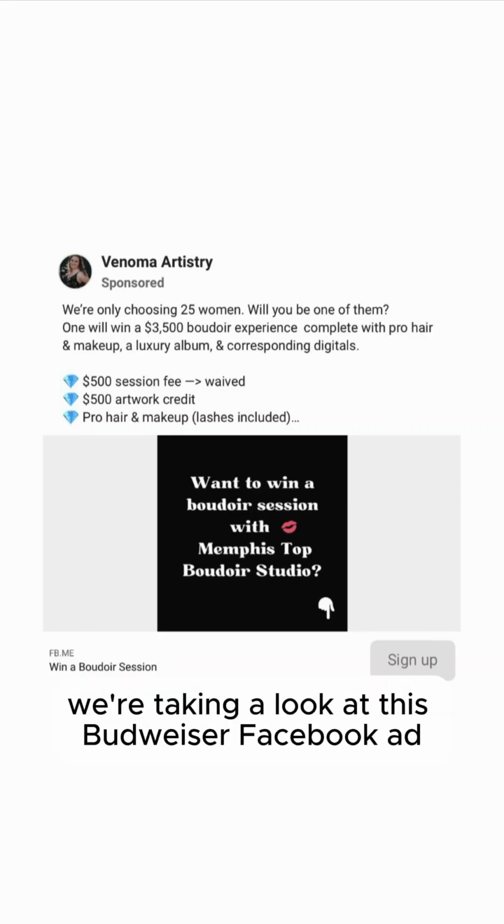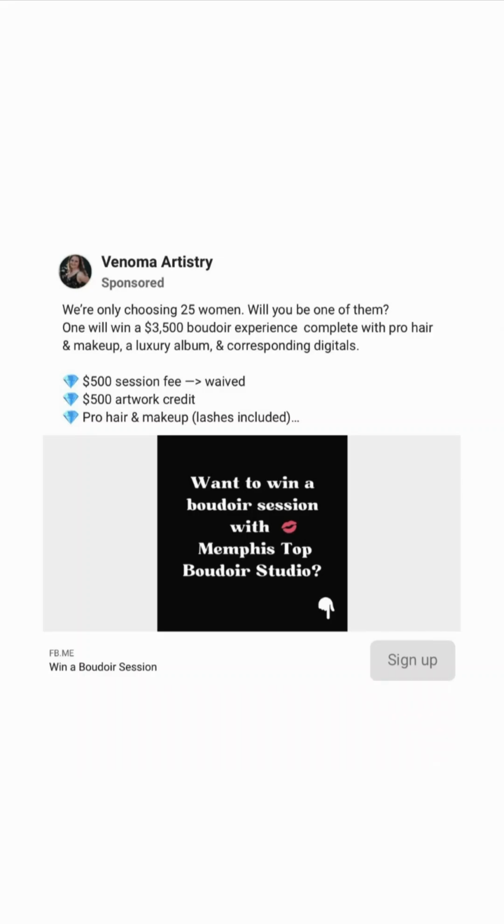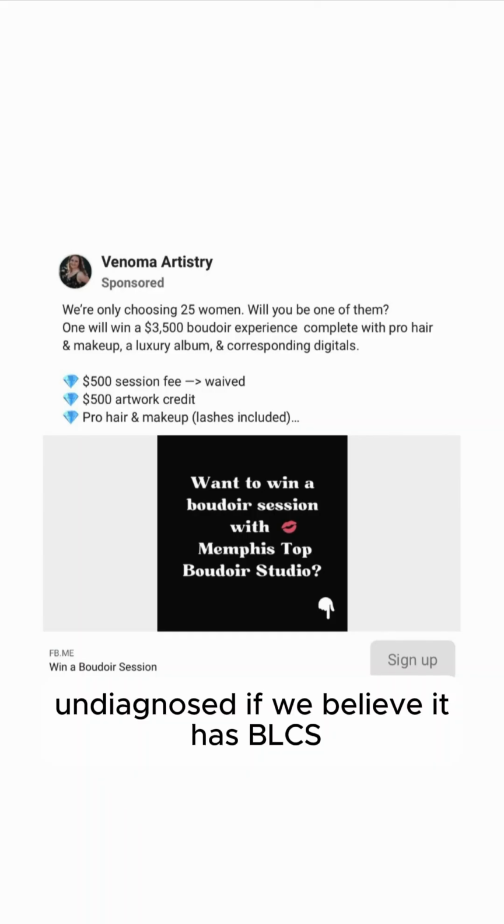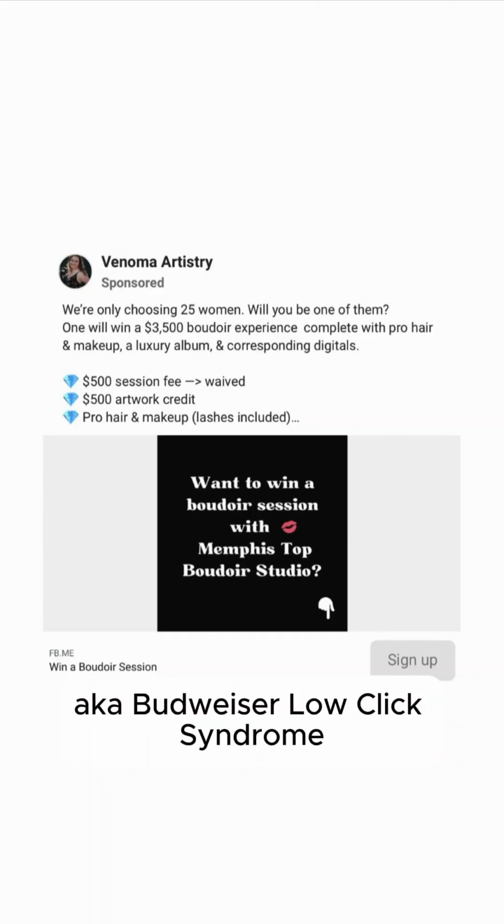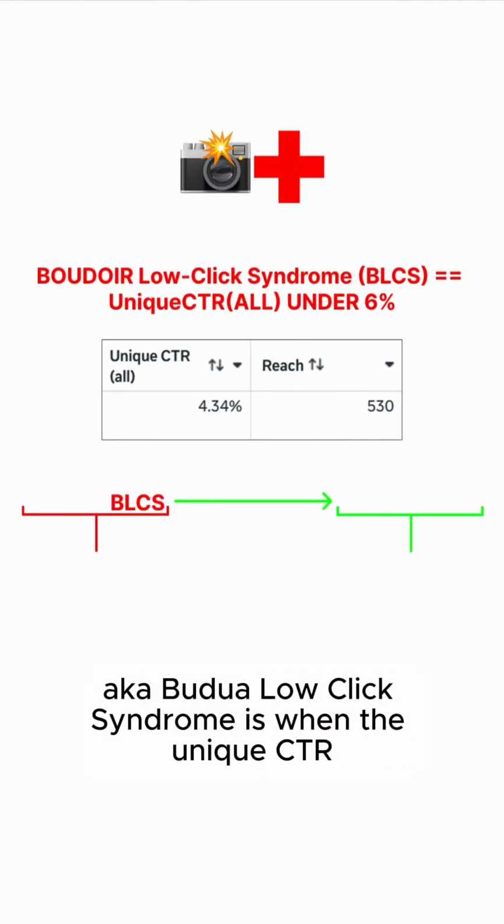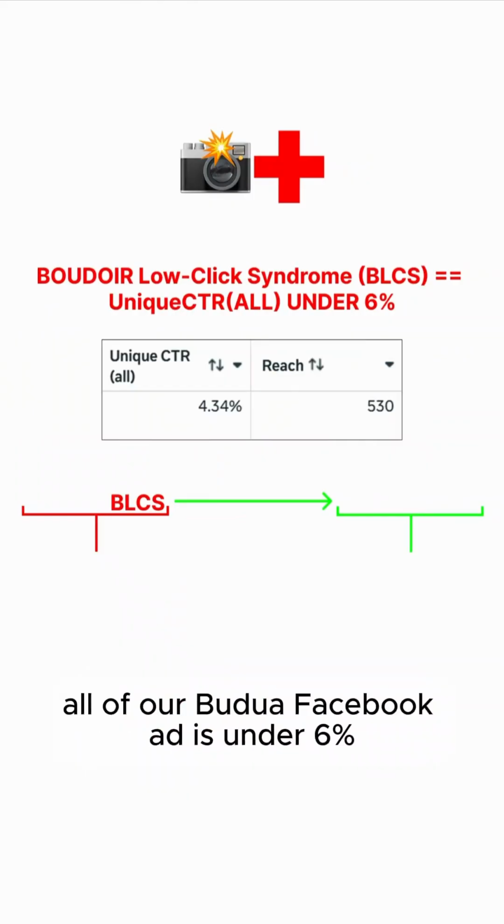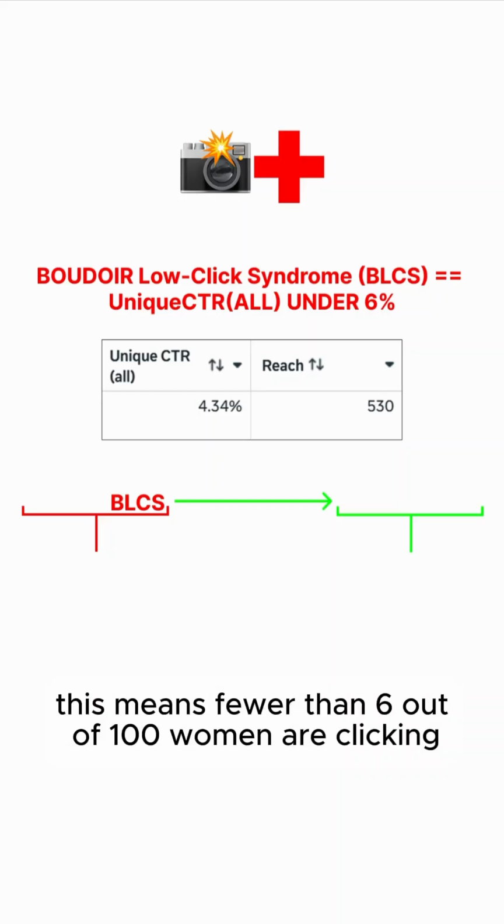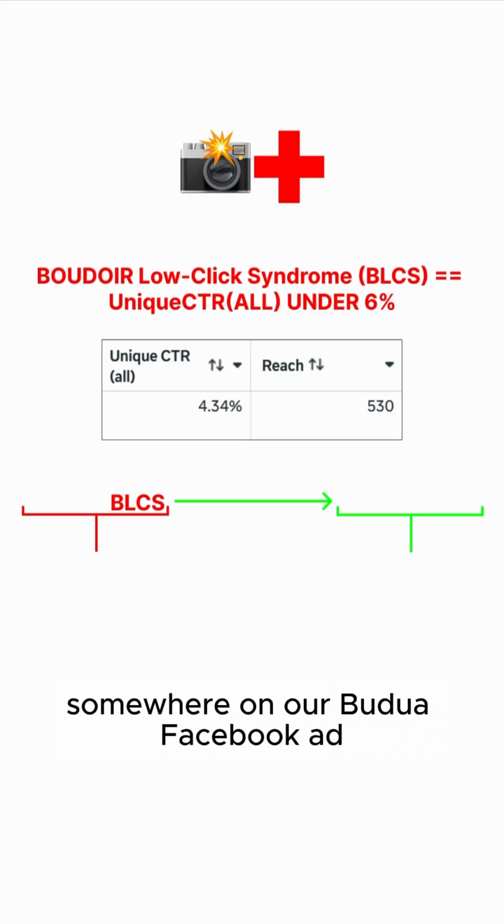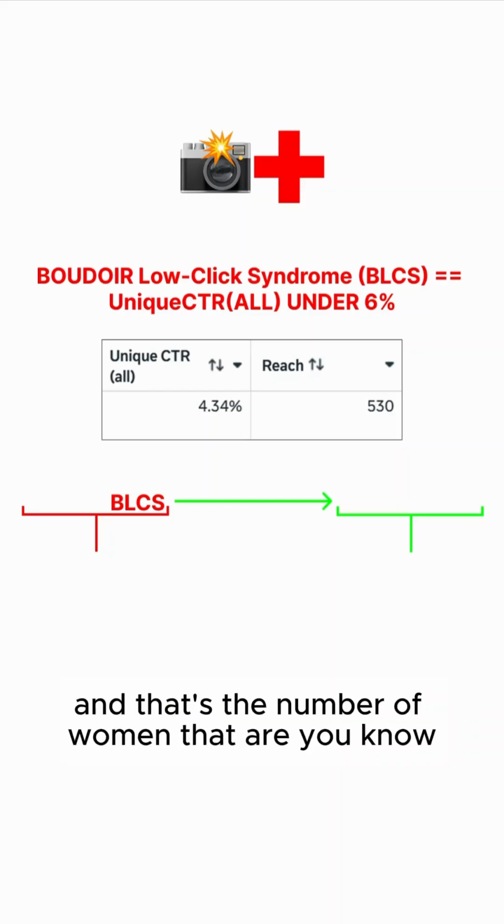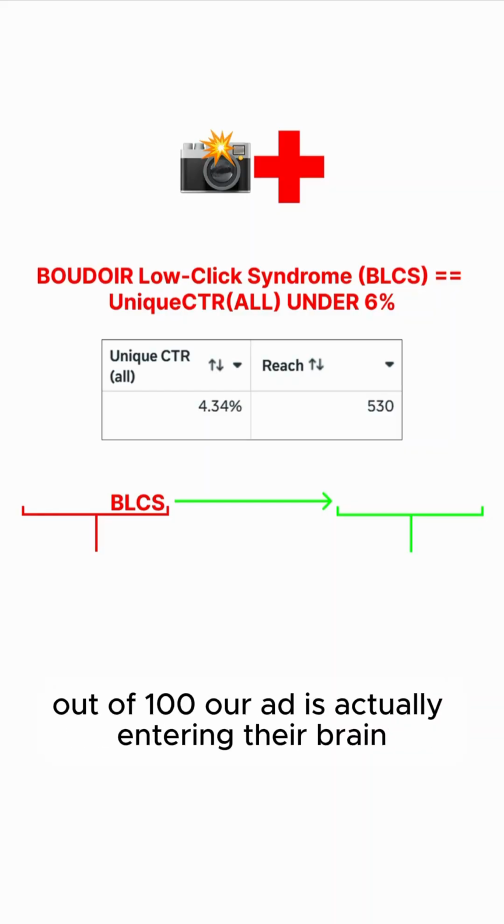All right, y'all, we're taking a look at this Boudoir Facebook ad. Going to diagnose this if we believe it has BLCS, aka Boudoir low click syndrome. Boudoir low click syndrome is when the unique CTR of our Boudoir Facebook ad is under 6%. This means fewer than 6 out of 100 women are clicking somewhere on our Boudoir Facebook ad. And that's the number of women, out of 100, that our ad is actually entering their brain.